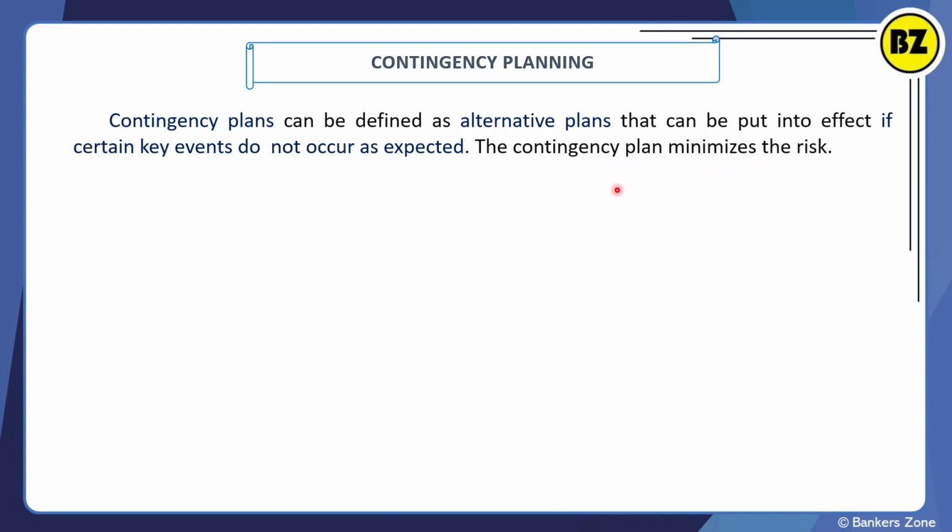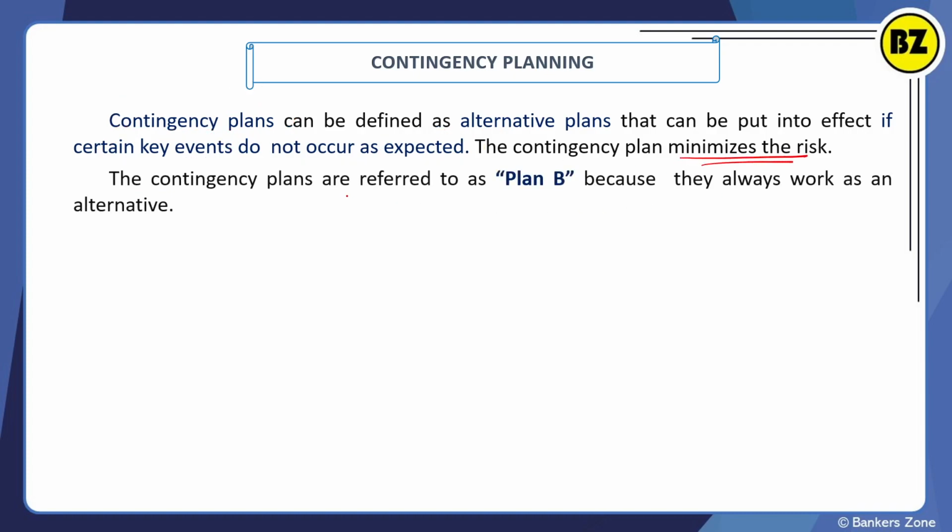For example, see, if you are having a plan for if there is an earthquake, how you can do your business. If you are having the plan ready, that means it is a contingency plan. Earthquake may occur, may not occur, right? So there are some unexpected or expected events, for that you are ready. Okay, certain key events that do not occur as expected means, see, occurrence of the earthquake is not that much expected, right? So we are ready for the event, and using the plans is called the contingency plan. That minimizes the risk, obviously.